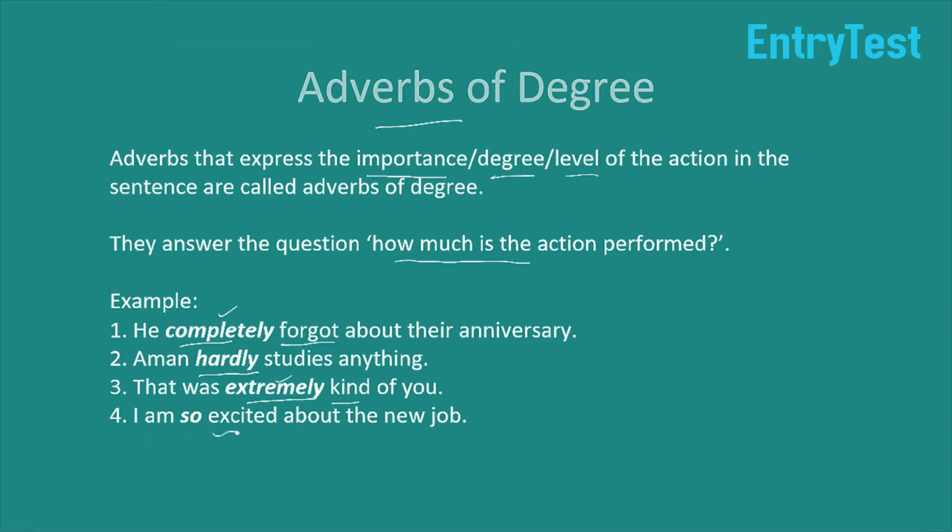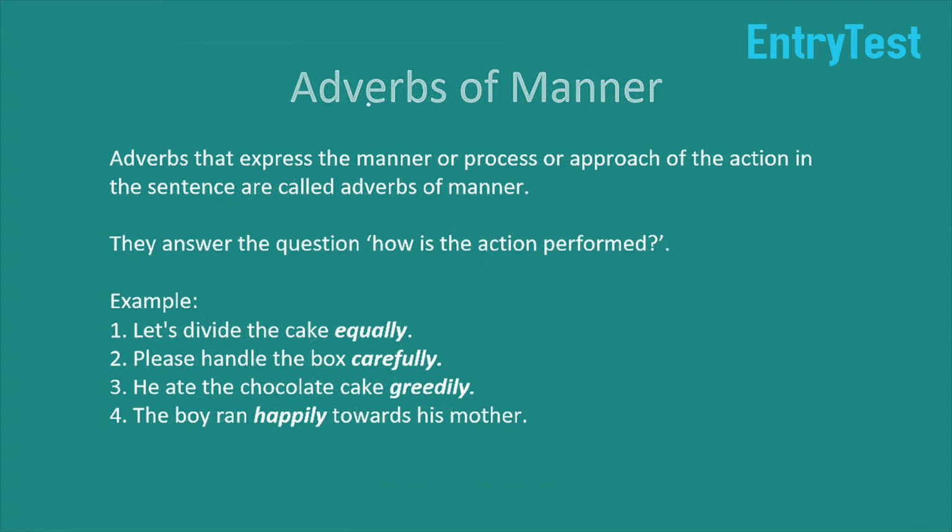So exciting, being excited, or how much are you excited, or how much is the level of excitement. It is so much, it is a lot. Okay, so so is again my adverb of degree here. I hope friends these examples are clear. We'll move forward. Next is adverb of manner.